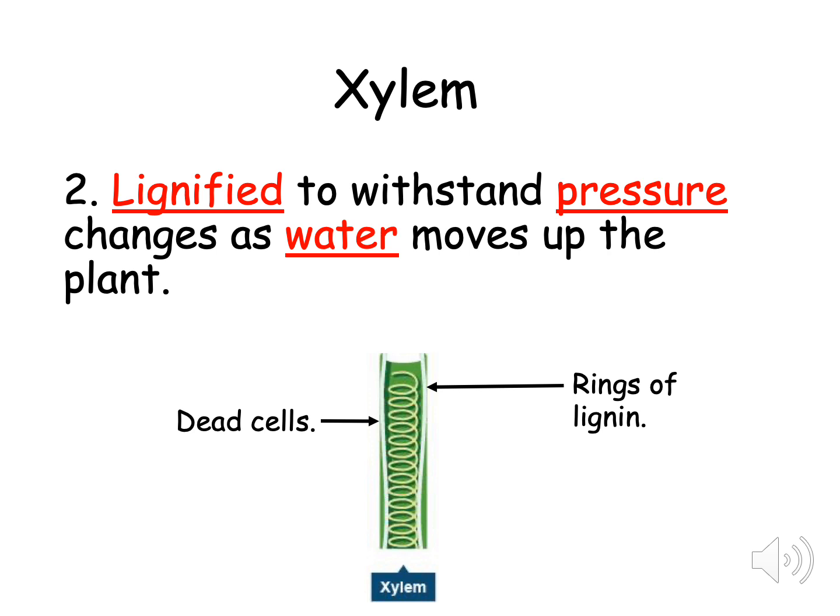It is what we call lignified, which means it's got rings of lignin. These rings of lignin are almost like cartilage that you'd find in your nose. It's got a structure to it that allows the xylem to be held open and to withstand pressure changes as the water moves up the plant. So if there's a lot of high pressure, the rings of lignin will allow the plant to keep its structure.